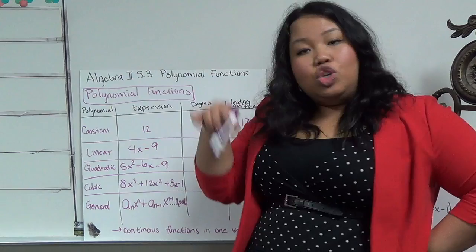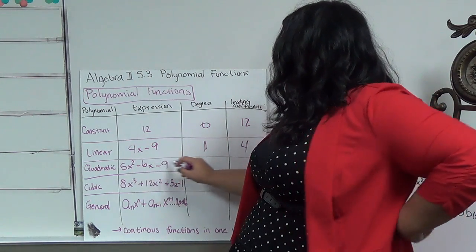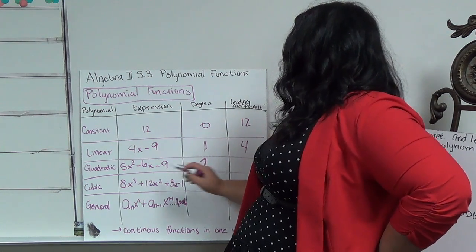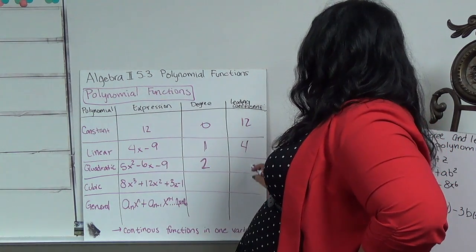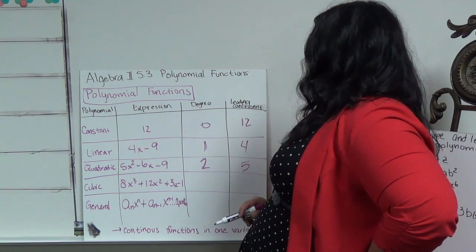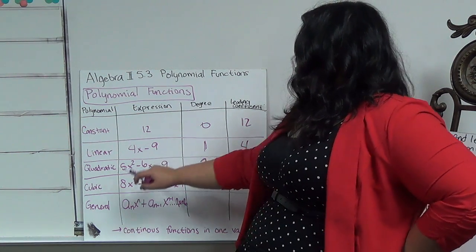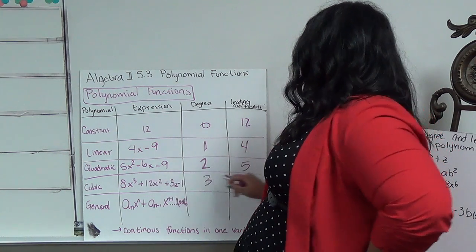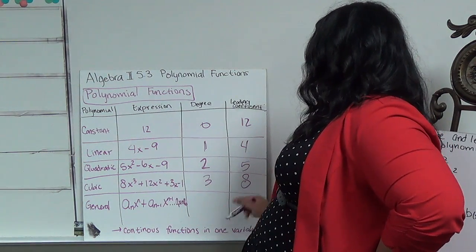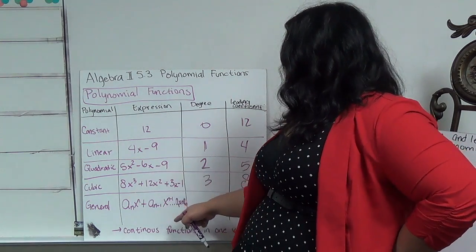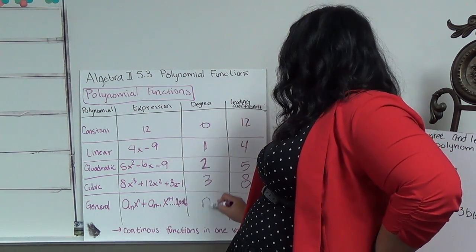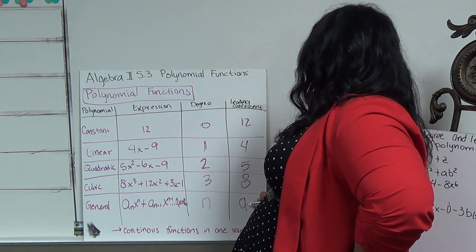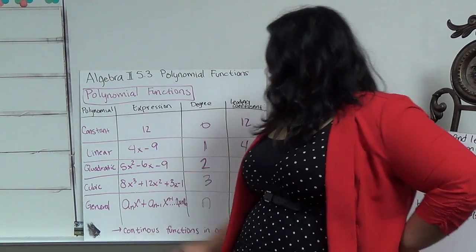Quadratic is the one where it's U-shaped, and our degree would be 2. And then our leading coefficient would be 5. In this case, our degree would be 3, and then our leading coefficient is 8. So for any general polynomial, the degree would be n, whatever the power n is, and the leading coefficient would be a_n, the number in front of the highest power.